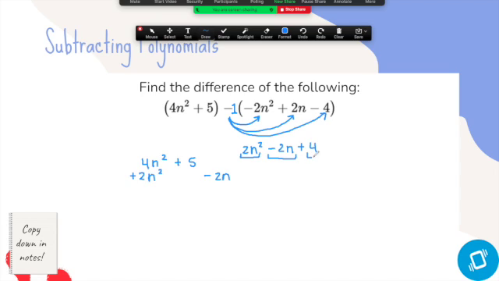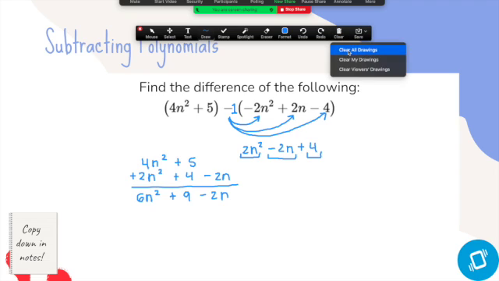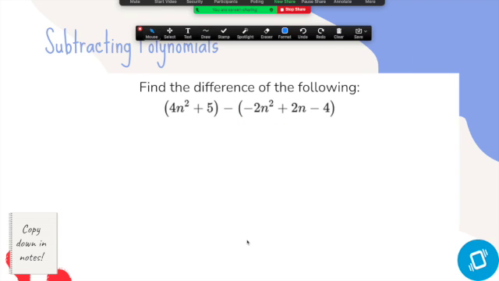And then the number 4 can be combined with the number 5. So here, 4n to the power 2 plus 2n to the power 2 equals 6n to the power 2. 5 plus 4, that equals positive 9. And we just drop down that to n. And that would be my answer. So let me clear this, and then we're going to try it out.